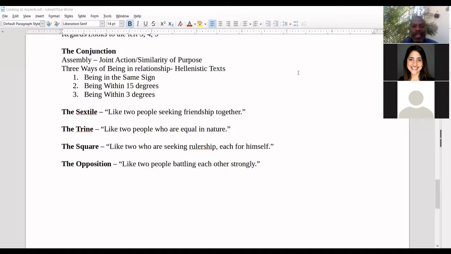Would you say that aspects to the outer planets could be debilitating too, or should we just stick to the sevens when you're using this logic? That's a good question.